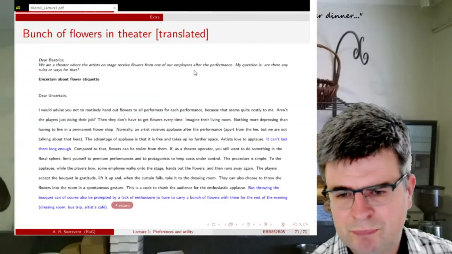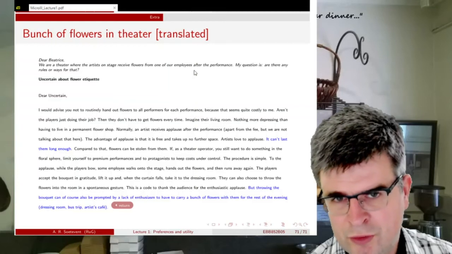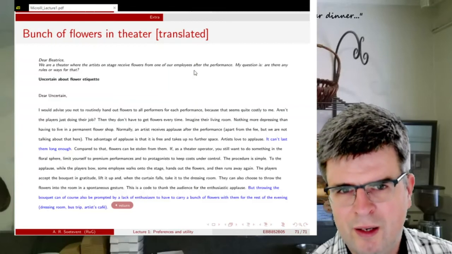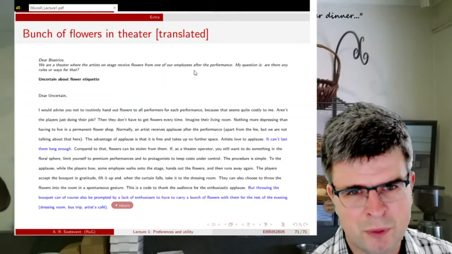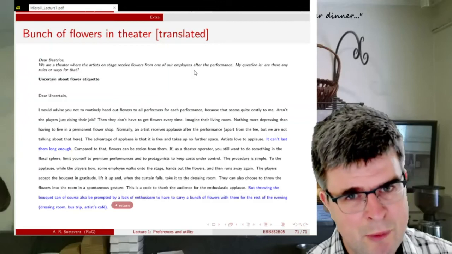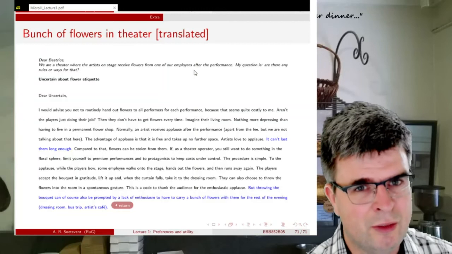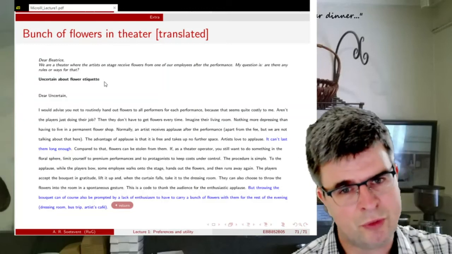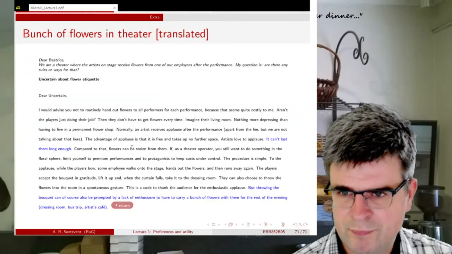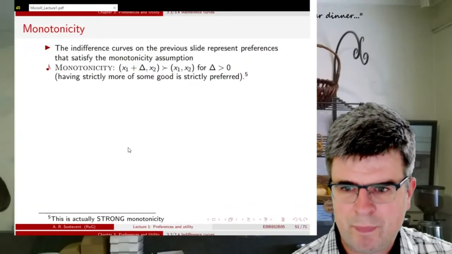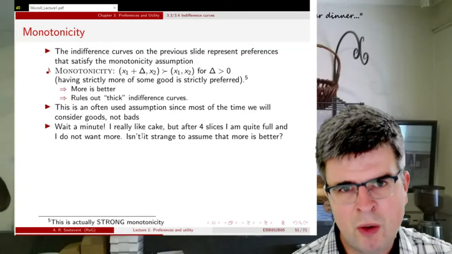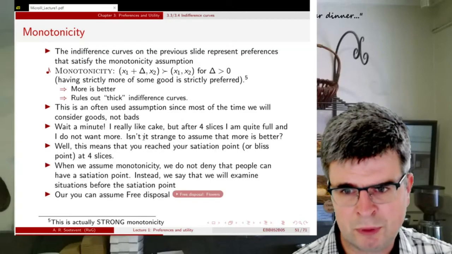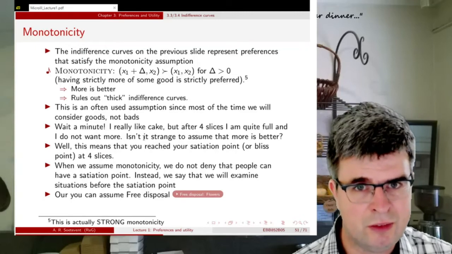So, free disposal. If you look at a theater show on television or, hopefully, live, please pay attention to what happens at the end of the show. When the artist receives flowers, what does the person do with the flowers? Does he or she keep the flowers, or try to get rid of them by, for example, throwing them into the audience? So assuming monotonicity is innocuous as long as there's free disposal or people did not reach the satiation point.